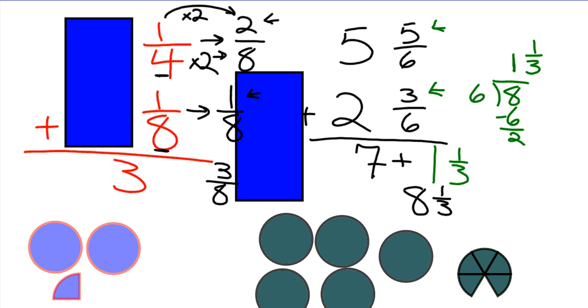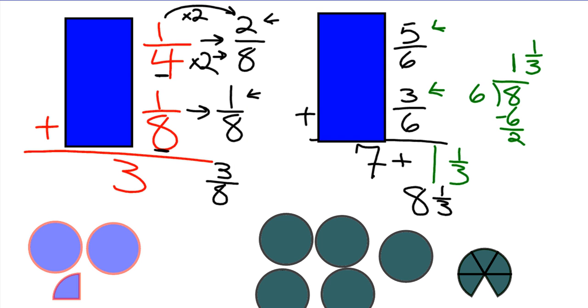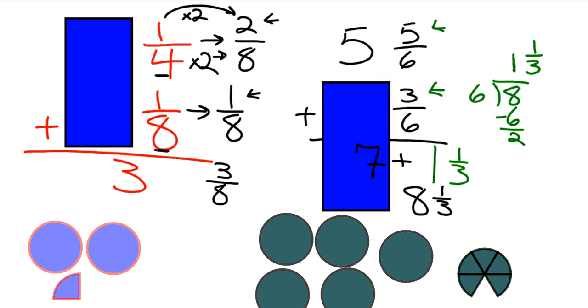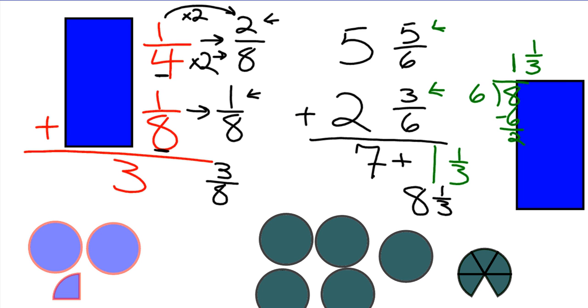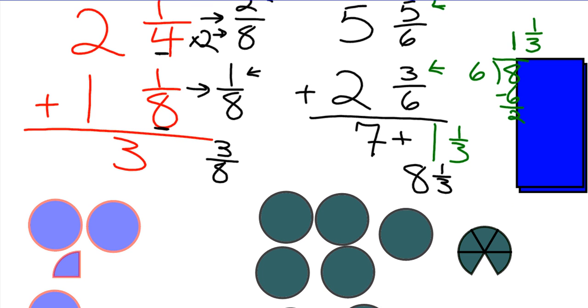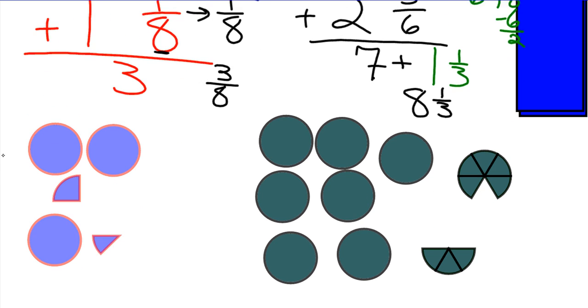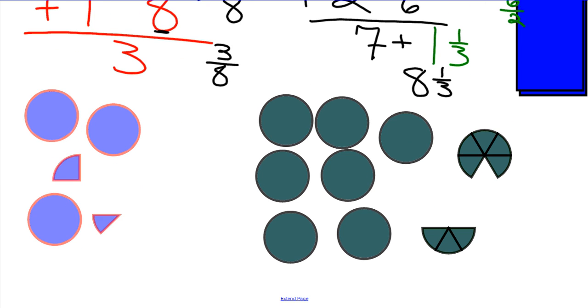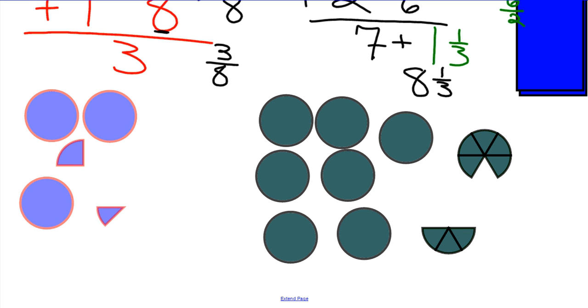Now let's look at some models for these problems that we just worked on here. We'll put this bar out to the side and move this one out to the side. The first problem said 2 and 1/4 plus 1 and 1/8. So here you can see I have 2 and 1/4 of a circle. And here I have 1 and 1/8. If I combine these or add them together, I now have 3.